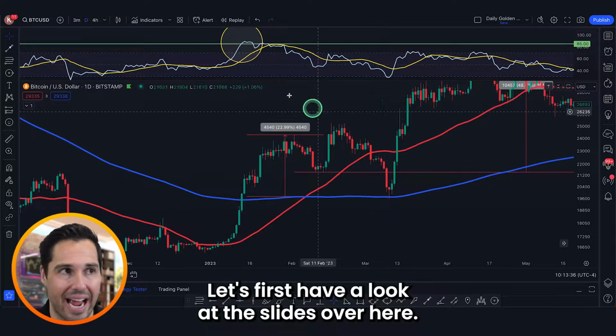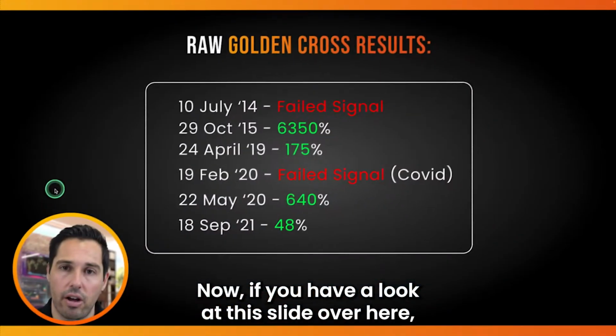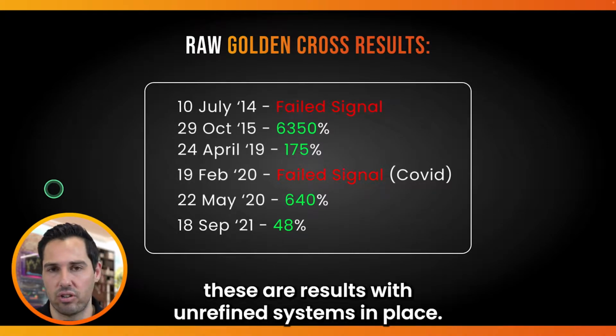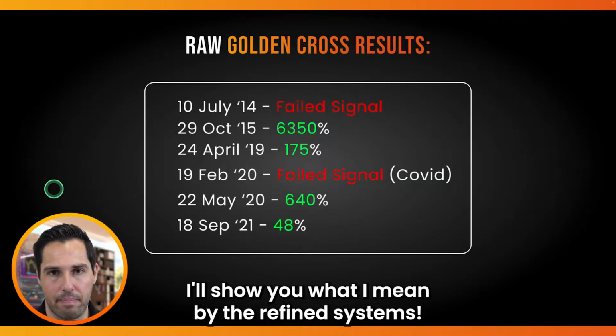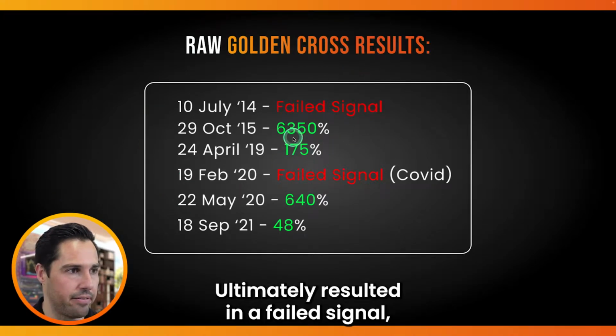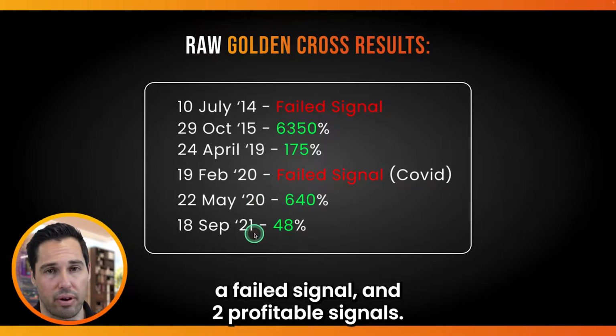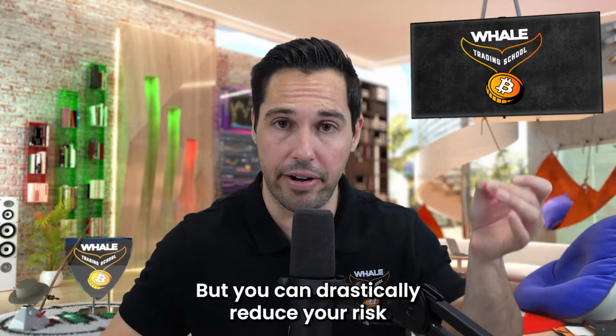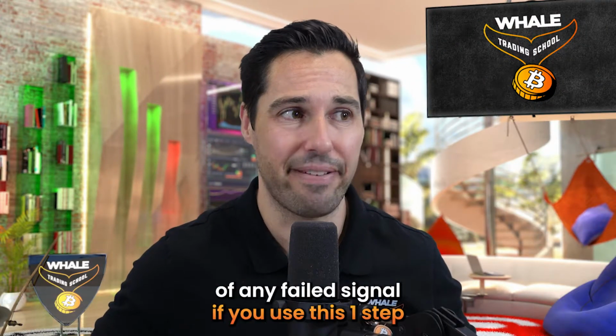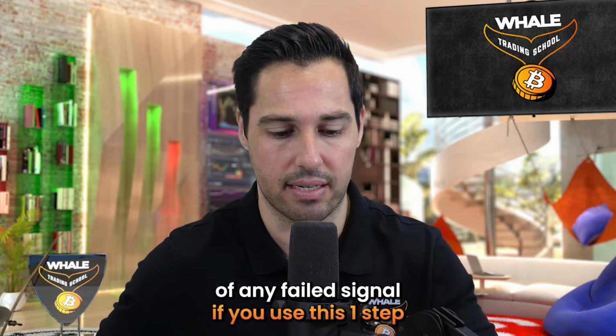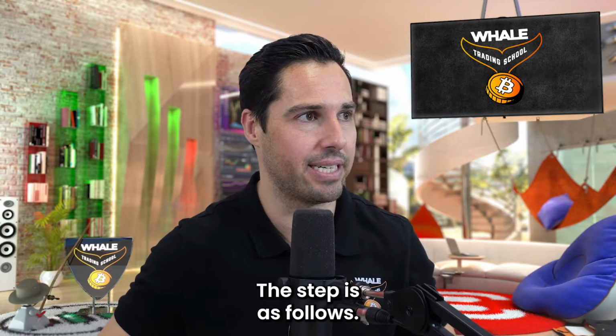Let's first have a look at the slides over here. Now, if you have a look at the slide over here, these are results with unrefined systems in place. I'll show you what I mean by the refined systems. Ultimately, it resulted in a failed signal, profitable signal, a failed signal, and 2 profitable signals. But you can drastically reduce your risk of any failed signal if you use this one simple step. And the step is as follows.